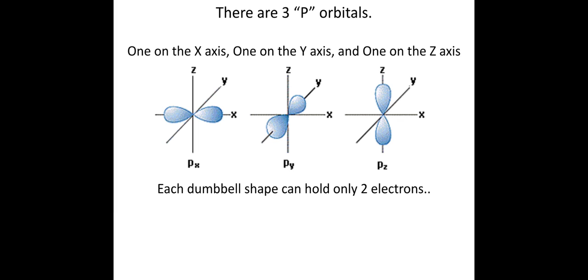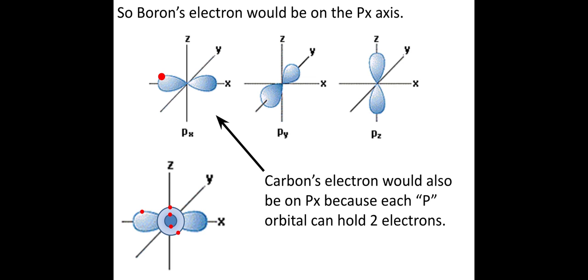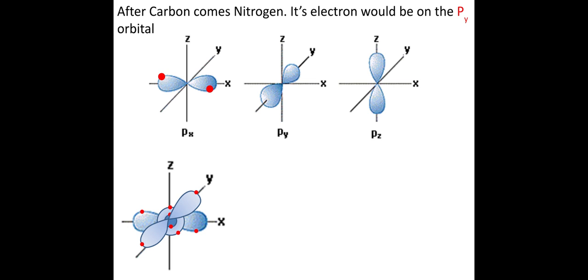On the x-axis, the orbital that sleeps on the x-axis is called the px. The orbital that sleeps on the y is called the py, while the orbital that sleeps on the z is called the pz. Each one has a dumbbell shape and can take up to two electrons. Carbon's electron will also be on the px. Each p orbital can hold up to two electrons. So you can see how those electrons are actually arranged on those axes. That's a quantum mechanical way of looking at the electrons.